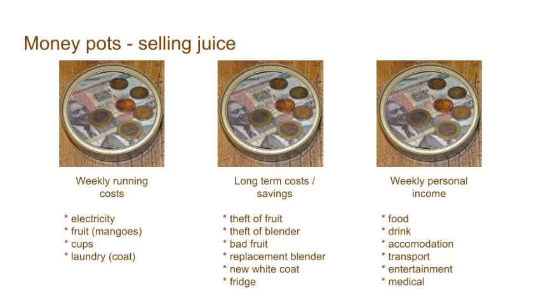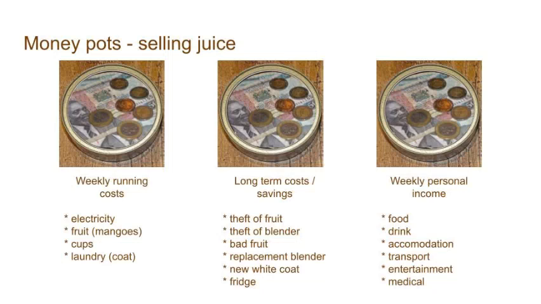In terms of putting money into the long-term costs and savings money pot, this might be for things like buying more fruit if somebody steals the fruit that you've got. Your blender is an important part of this business. That might be stolen. You might have to replace that. You might find that you've got a batch of bad fruit that you can't make fruit juice out of and sell on. And then thinking about increasing the business for the future.